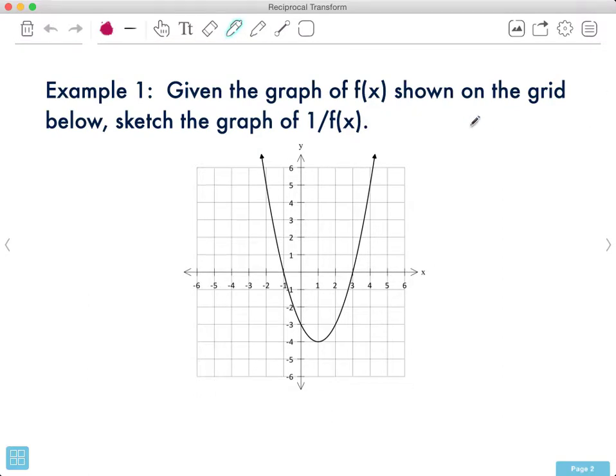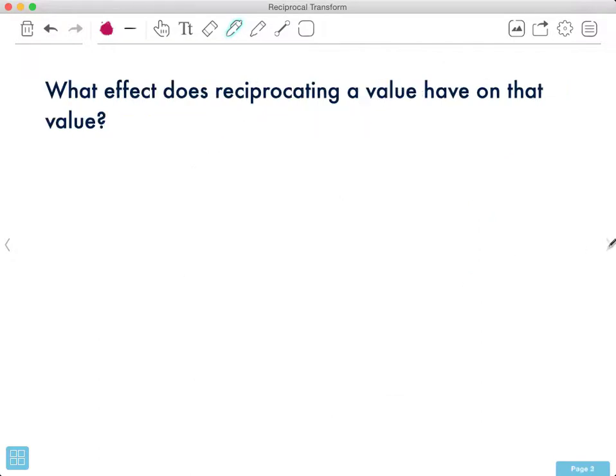It's important to note that when they're asking you to sketch the graph of 1 over f of x, using function notation, f of x also means the output value for the function, or the y value. So what they're asking you to do is reciprocate each and every y value found on the original graph. So what effect does reciprocating a value have on that value? This is an important thing to know before you start trying to draw the graph.